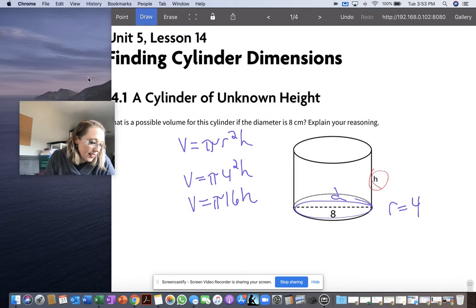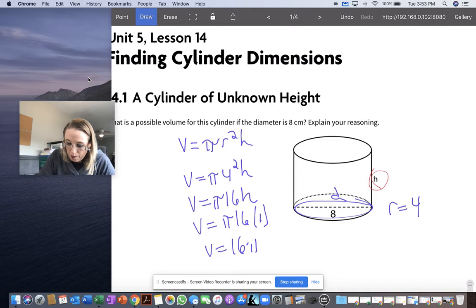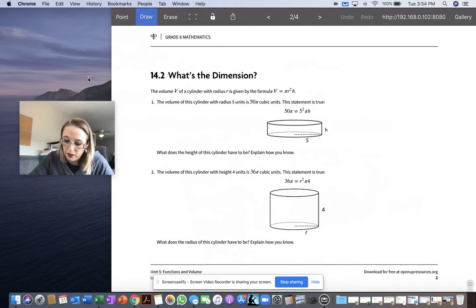Okay. And it is asking what is a possible volume. So there's a lot of ways you can do this. I just chose to say 1 for the height, and your volume is going to be 16 pi. Okay. Could you have put basically anything in for the height? Yes, you could have, and you would have been able to find some unknown volume. Okay. So that was just a little problem to get our brain going, like we usually do in class. So we'll now move on.